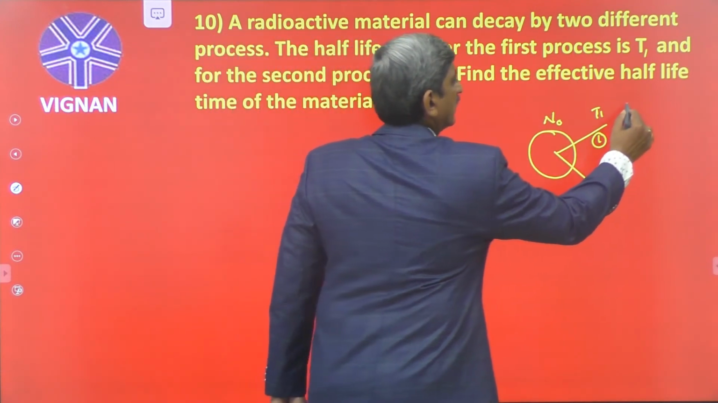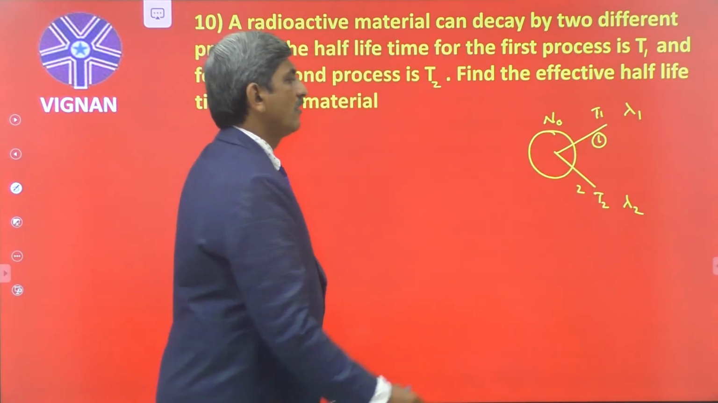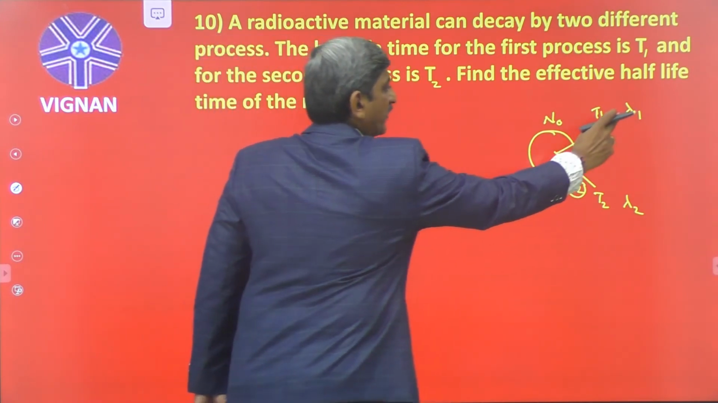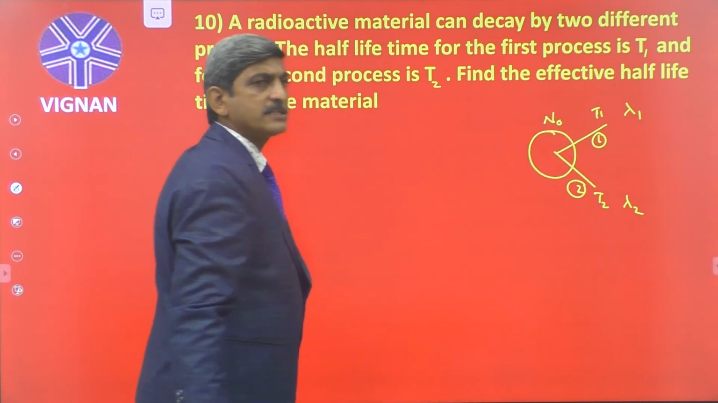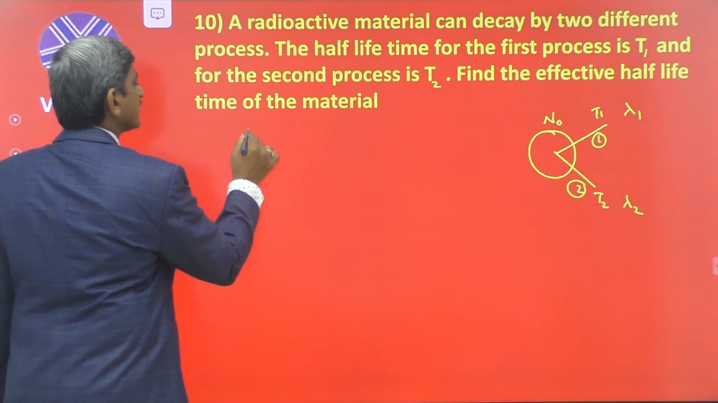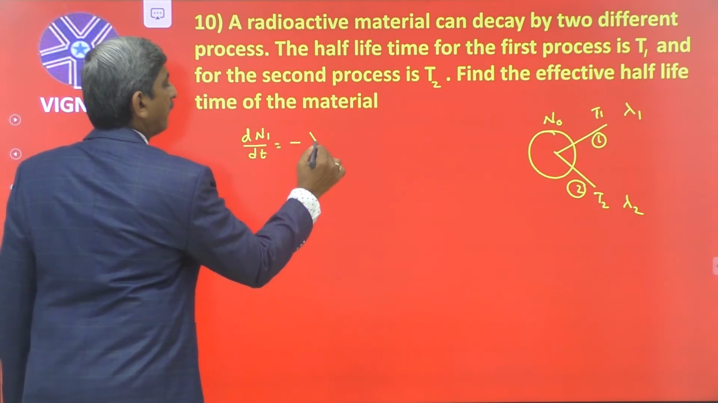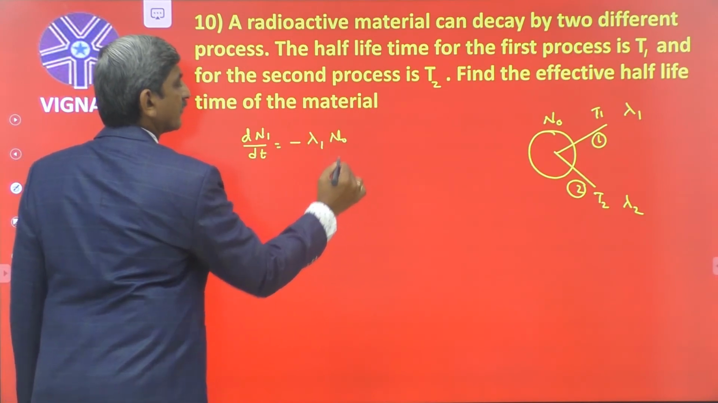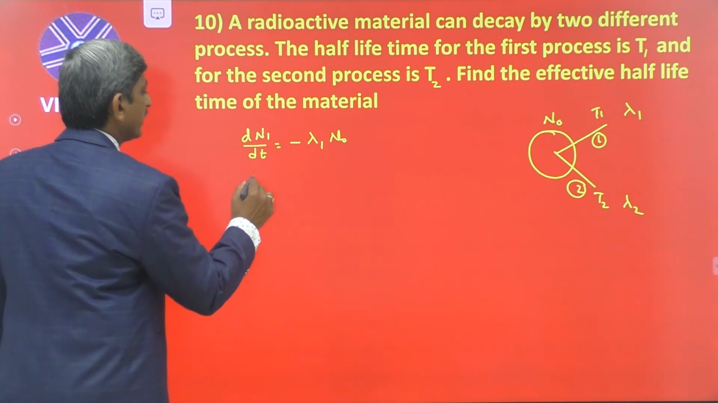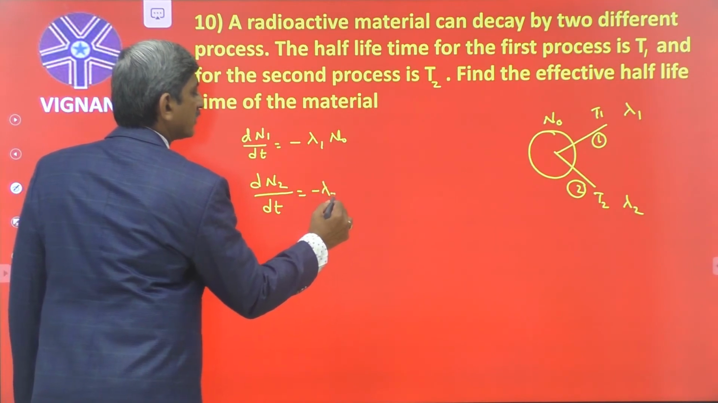Let us assume that lambda 1, lambda 2 are the decay constants and T1, T2 are the half-life times for the first and the second process. Okay? So, the first one and the second one are getting out from the same substance or from the same sample. That's why we can write it as the rate of decay of the first process dN1 by dt is equal to minus lambda 1 N naught. And the rate of decay of the sample for the second process is given by dN2 by dt is equal to minus lambda 2 into N naught.